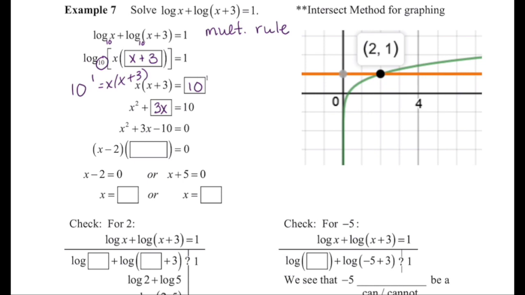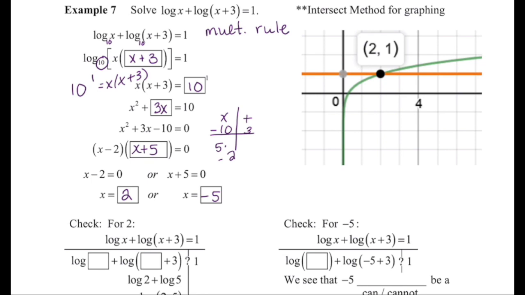I can find two values that multiply to negative 10, but yet add to 3. 5 and negative 2 work, giving me x minus 2 and x plus 5. Setting them both equal to 0, I'll have x is equal to 2 or x is equal to negative 5.